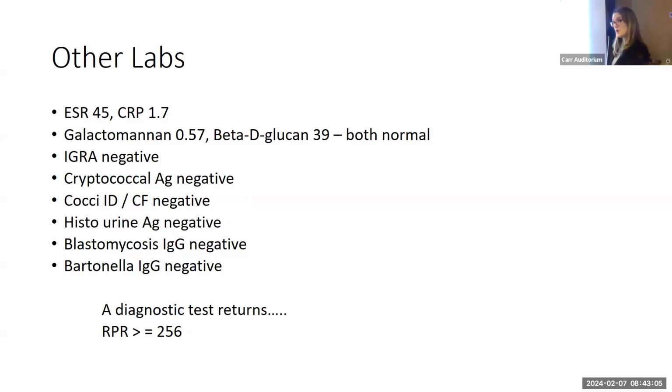So his syphilis RPR titer was greater than 1 to 256. And according to the public health department in the Sacramento area, he had last been tested about a year and a half prior to this and had been negative at that time. So we decided that this entire picture was caused by syphilis, which is wild, right?